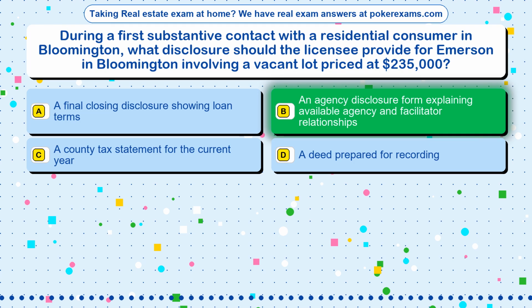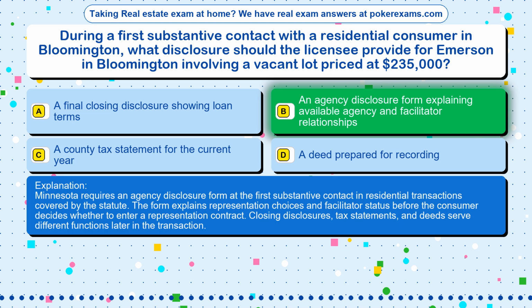The correct answer is option B. An agency disclosure form explaining available agency and facilitator relationships. Minnesota requires an agency disclosure form at the first substantive contact in residential transactions covered by the statute. The form explains representation choices and facilitator status before the consumer decides whether to enter a representation contract. Closing disclosures, tax statements, and deeds serve different functions later in the transaction.